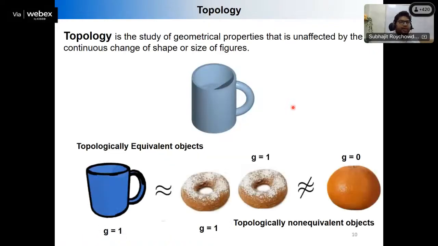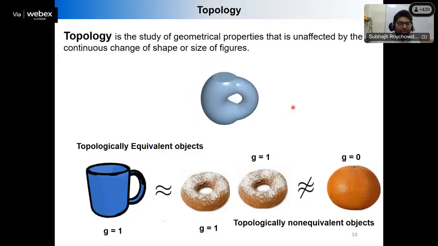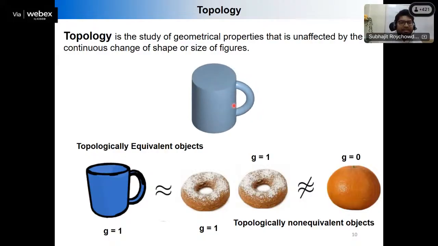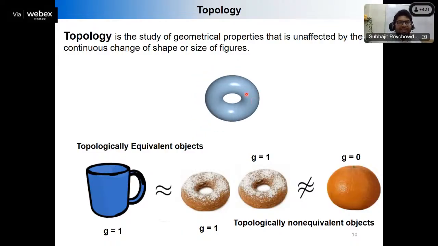Now come, what is topology? Maybe you all know this slide, but this is one of my favorite slides, which I have been using since my PhD. Topology is the study of geometrical properties that are unaffected by the continuous change of shape or size of the figure.